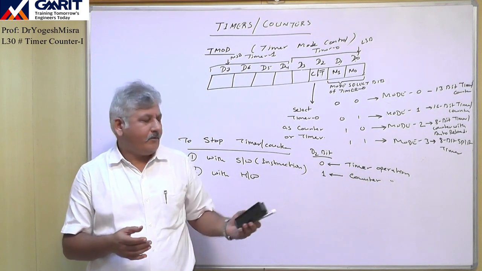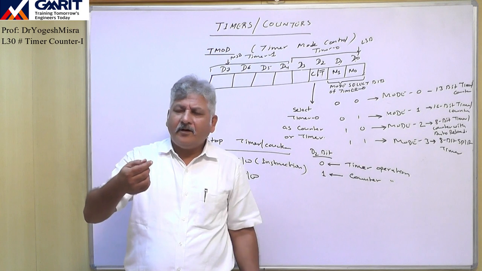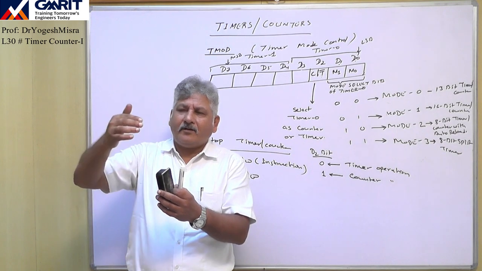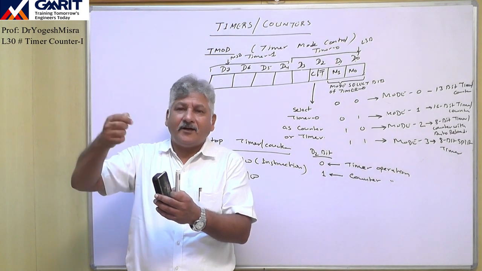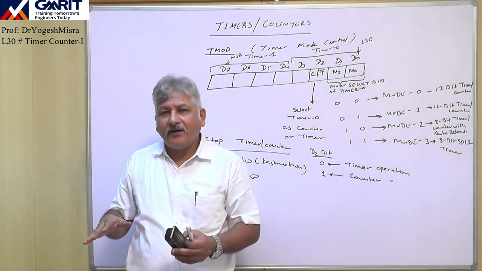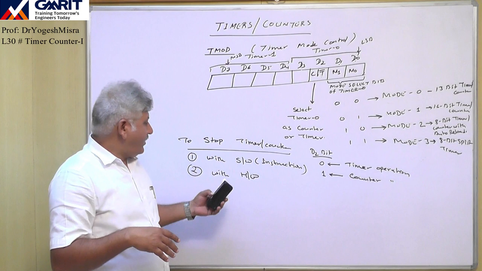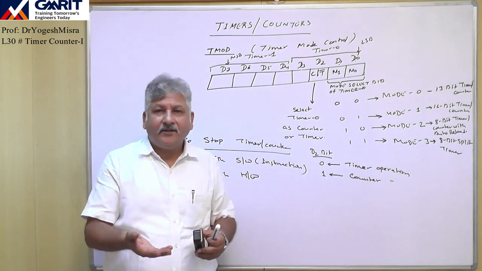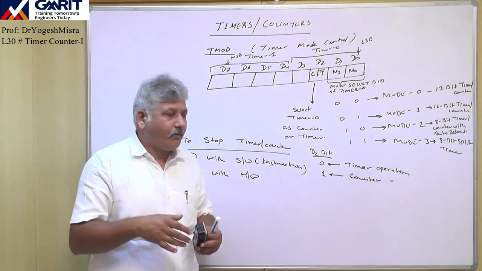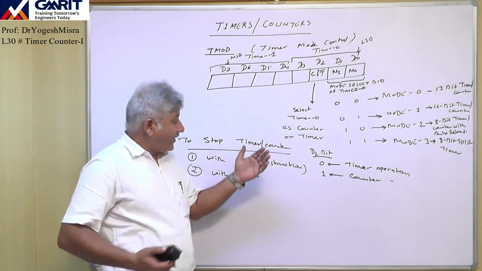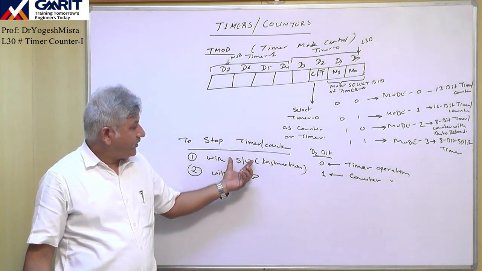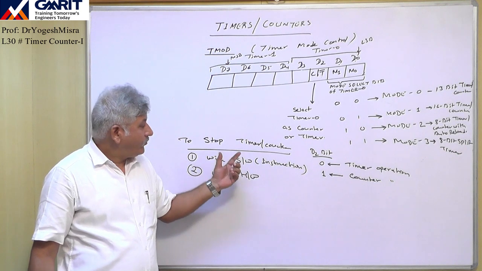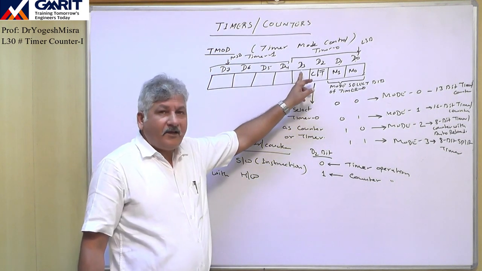So help of hardware means with the help of some external pulse. Whenever our counter or timer receives some external pulse, then our timer will stop. So that is the hardware method to stop the timer. And the other method, the software method, means simply we give a certain instruction, by that your timer will stop. Now to select whether we want to stop the timer by software method or by hardware method, there is a D3 bit.